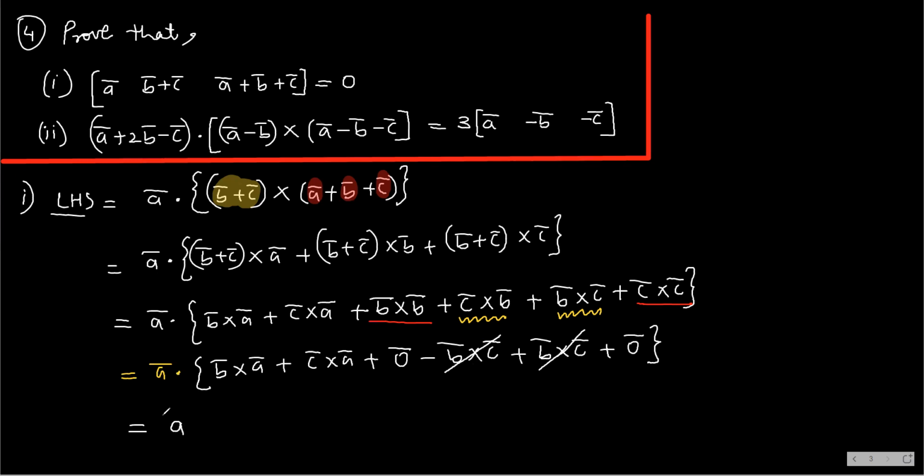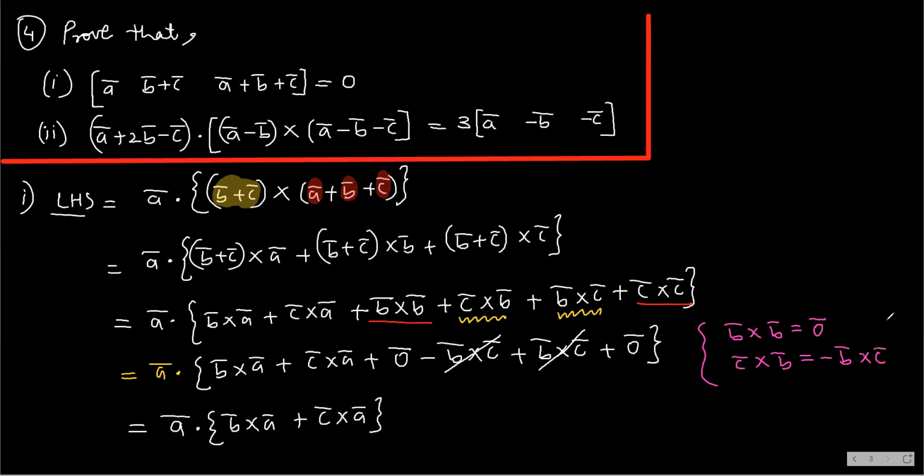You will get therefore A bar dot B bar cross A bar plus C bar cross A bar. Okay, so here you will write the reasons that you have used here. So you will write B bar cross B bar is equal to 0 bar, and you will write C bar cross B bar is equal to minus B bar cross C bar. You will write this here. Okay, so we have arrived at this.